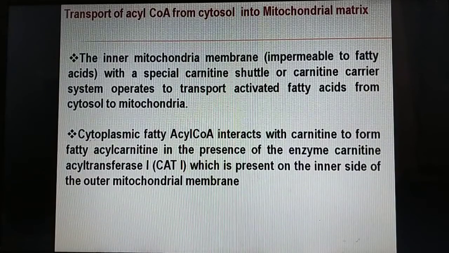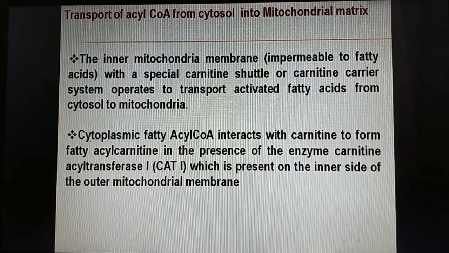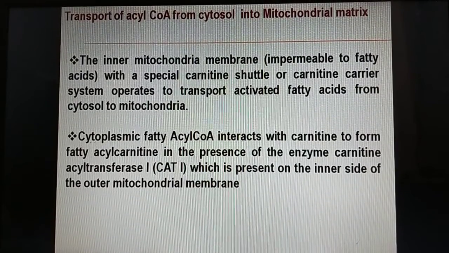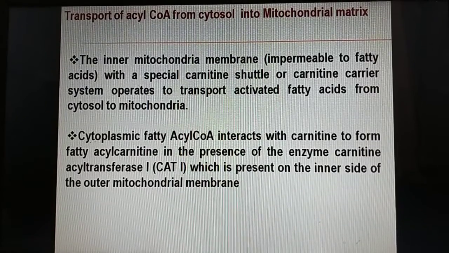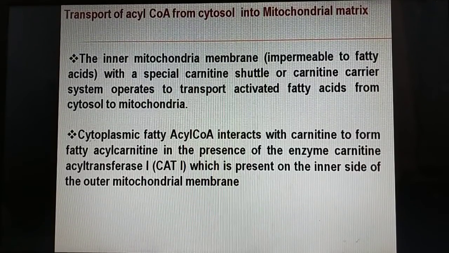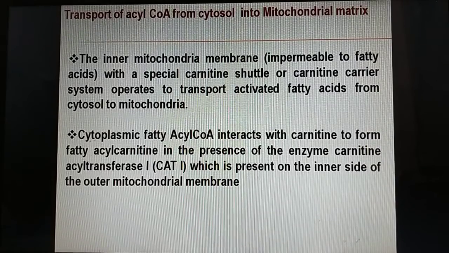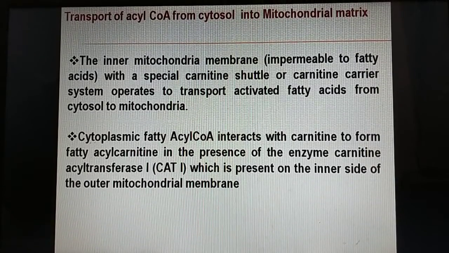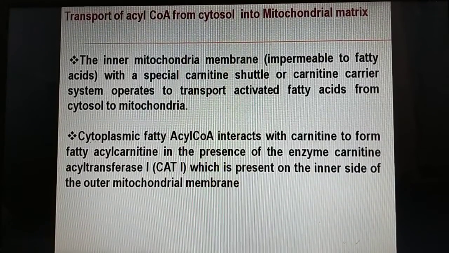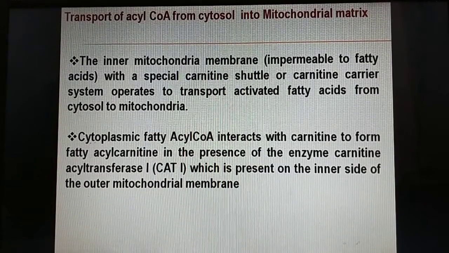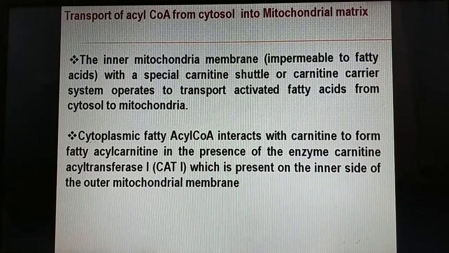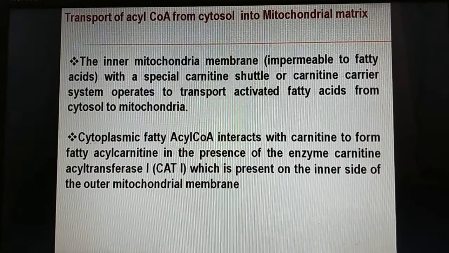Number two, transport of acyl coenzyme A from cytosol into the mitochondrial matrix. The inner membrane of mitochondria is impermeable to fatty acids, so a special carnitine shuttle or carnitine carrier system operates to transport activated fatty acids from cytosol to mitochondria. Cytoplasmic fatty acyl coenzyme A interacts with carnitine to form fatty acyl carnitine in the presence of the enzyme carnitine acyl transferase 1 or CAT1, which is present on the inner side of the outer mitochondrial membrane.